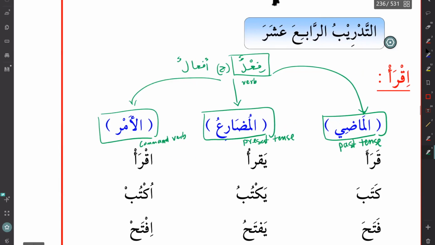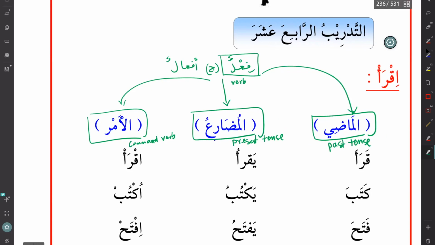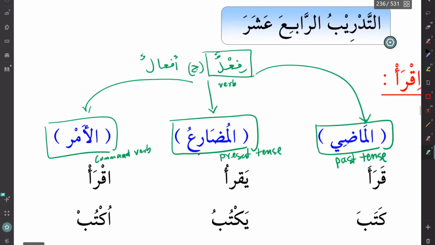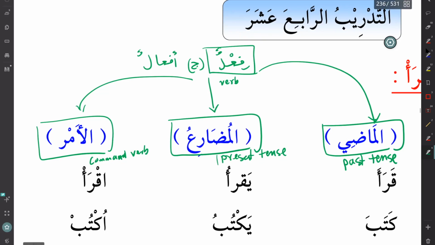So in English, we have past, present, and future, right? They are all categorized in terms of time. In Arabic language, we categorize by the past tense, the present tense, and something called command verbs. If you're wondering about the future tense, we will be using the mudari, the present tense, to indicate future tense. That is the same situation as in English.